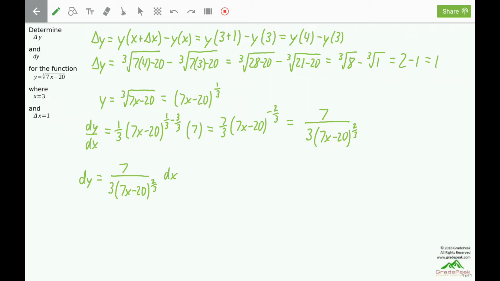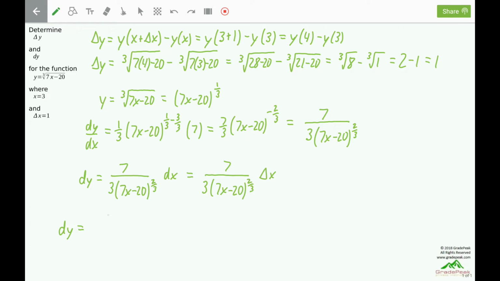We can replace dx with delta x to give it a value. So we have 7 divided by 3 times 7x minus 20, leaving all of this alone, and just replacing dx with delta x so that we have a value to plug in for it. And now we can plug values in.